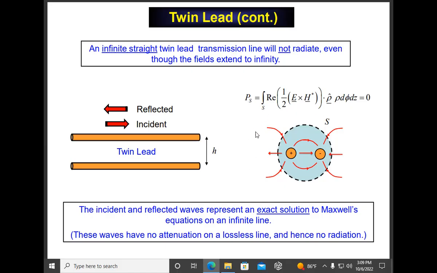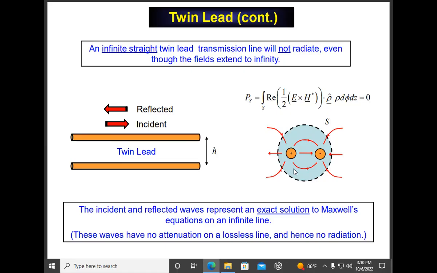It's not the same thing as saying there's no fields here. Yes, there's fields and they get weak, but they go out to infinity, technically speaking. But nevertheless, they're not radiating fields. There's not going to be any radiation. But as soon as you put a discontinuity in the system, then you can not only get a reflected wave, but you can also get power loss, right? There's no reflected wave just on the line by itself. Another way of saying it is that a wave traveling down the transmission line is an exact solution to Maxwell's equations, right? And if it's a lossless line, it's not going to attenuate, no radiation escaping, right?